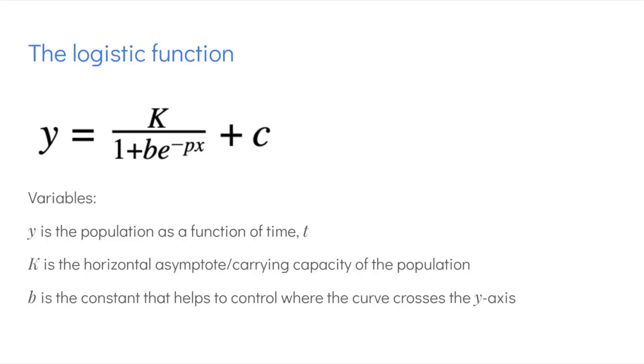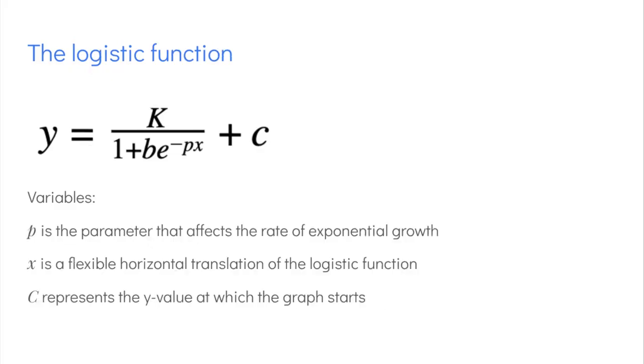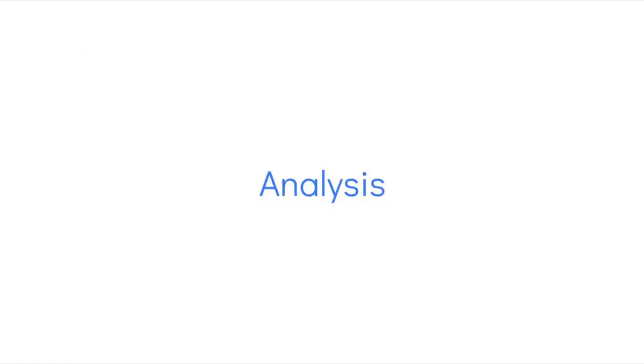Y is the population size as a function of time t. K is the horizontal asymptote or carrying capacity of the population and determines the maximum y value of the graph. B is the constant that helps to control where the curve crosses the y-axis and determines the y-intercept. P is the parameter which affects the rate of exponential growth. X is the flexible horizontal translation of the logistic function. Finally, C represents the y value at which the graph starts when x equals 0.